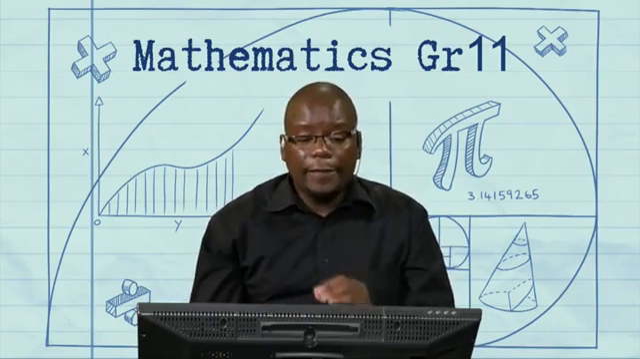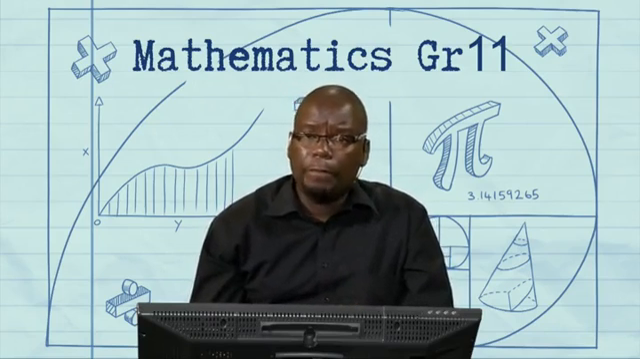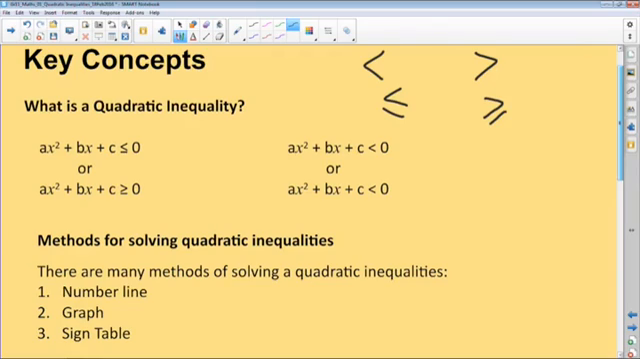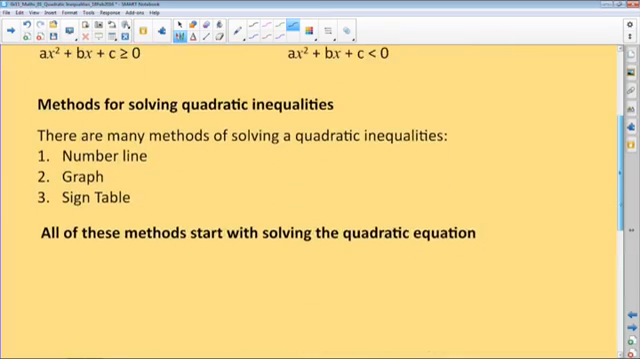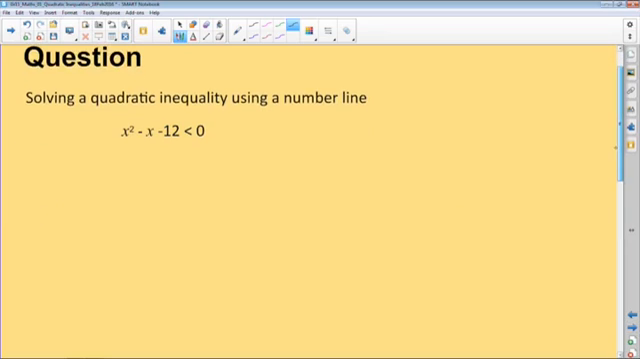Okay, grade 11s, there are many methods of solving a quadratic inequality, but I'll just touch on three. When you're solving a quadratic inequality, you can either use a number line, or a graph, a rough parabola graph, or the sign table, okay? Now, all of these methods start with solving a quadratic equation, all right? And then now, moving on, giving this example, guys, solve a quadratic inequality using a number line.